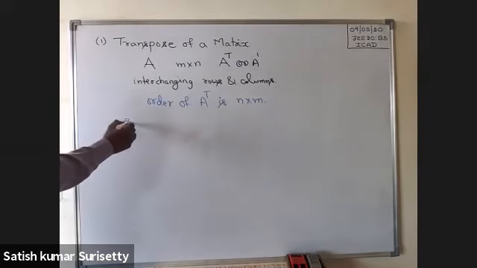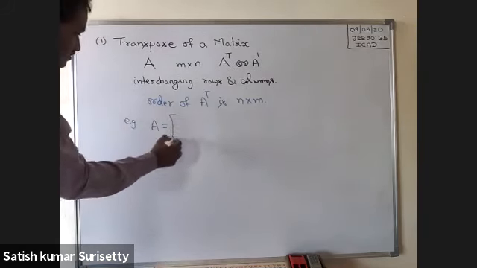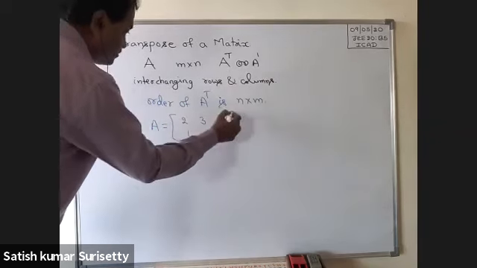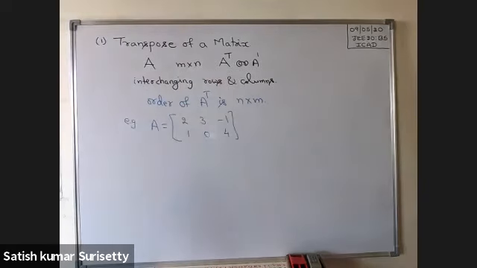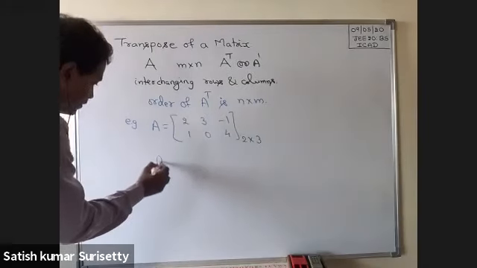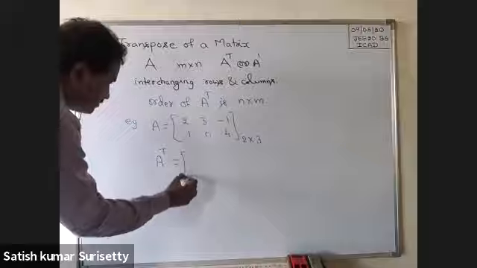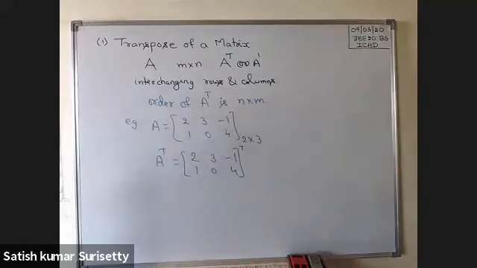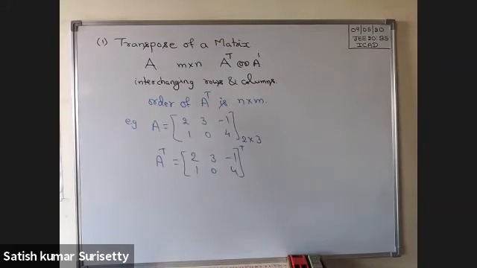Take an example. A equal to 2, 3, minus 1, 1, 0, 4. What is the order of A? 2 by 3. Now let us write A transpose. A transpose equal to 2, 3, minus 1, 1, 0, 4. Put the symbol transpose.